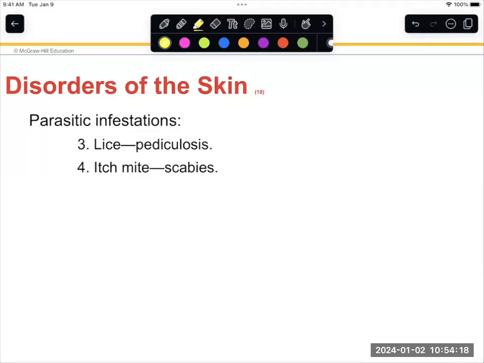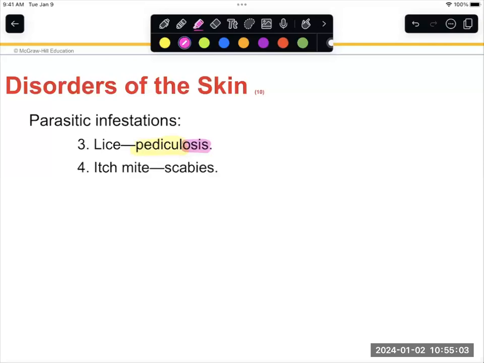Lice is a type of parasitic infestation. They are small, living little parasites that require a host to live. Pediculosis is the name of the disease caused by an infestation of lice. Our root, pedicule, means louse, while that suffix, osis, means condition.